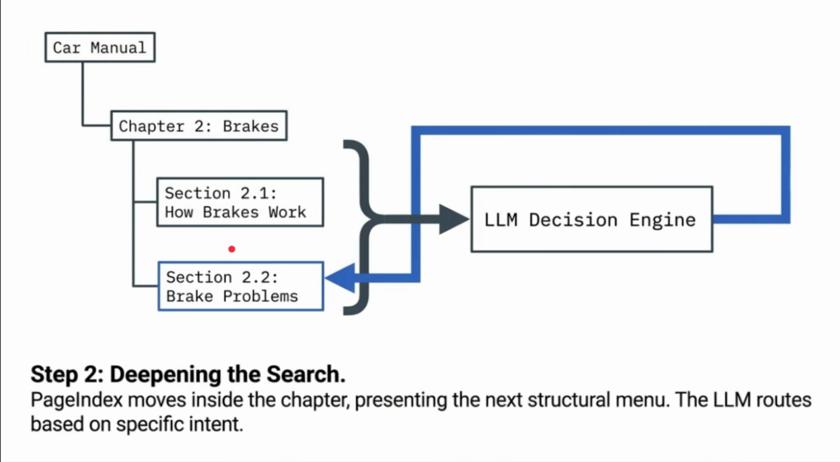Now step 3 is going deeper. Now page index looks at the children of chapter 2. We have 2.1 how brakes work, 2.2 brake problems. Again, the LLM looks at the question. Why is my brake pedal going all the way to the floor? It thinks, this sounds like a problem with the brakes. So it chooses 2.2 brake problems.